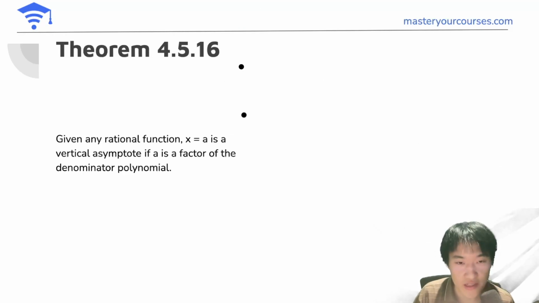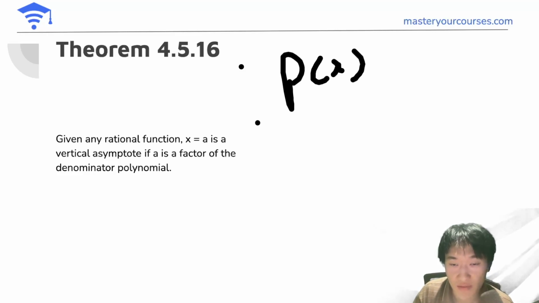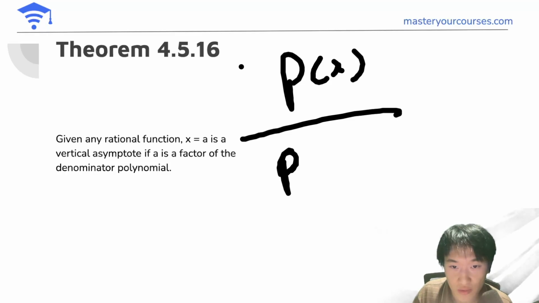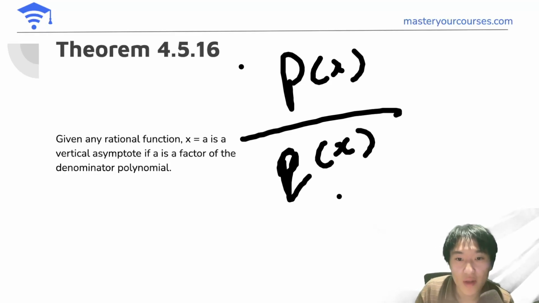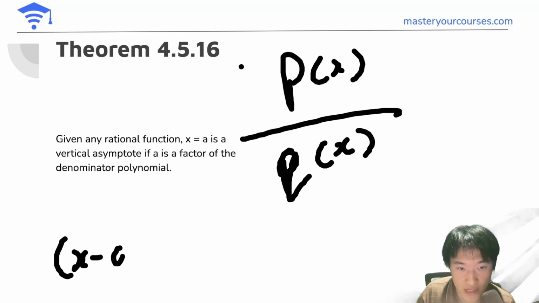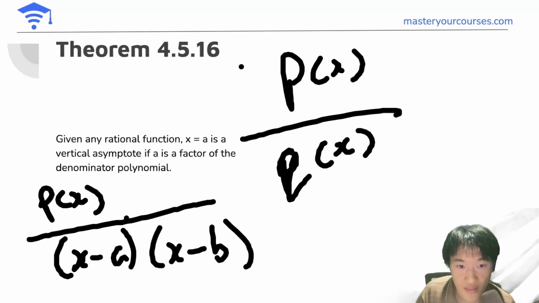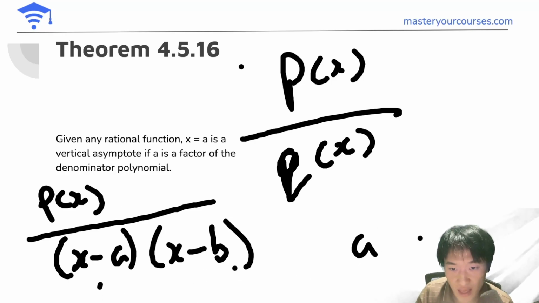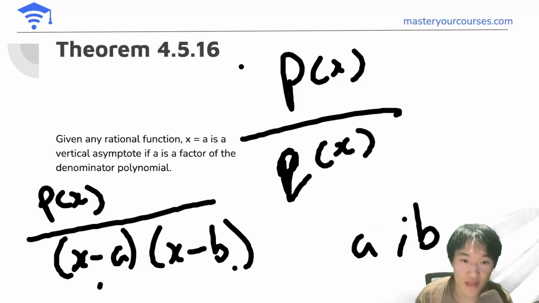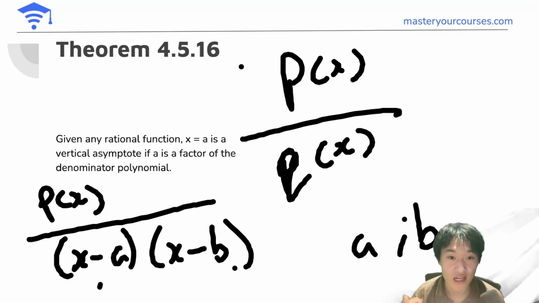So here's a theorem that's really nice and useful. Given a rational function, x is equal to a is a vertical asymptote if a is a factor of the denominator polynomial. So suppose that we have a rational function like p of x divided by some other polynomial, let's call this q of x, right? So if q of x can be factored into some form x minus a, x minus b, then for some p of x, at these 2 points, specifically a and b, you're going to have a vertical asymptote. Because if you think about it, as x approaches a, or as x approaches b, your function is getting larger and larger and larger. So that's your vertical asymptote here.